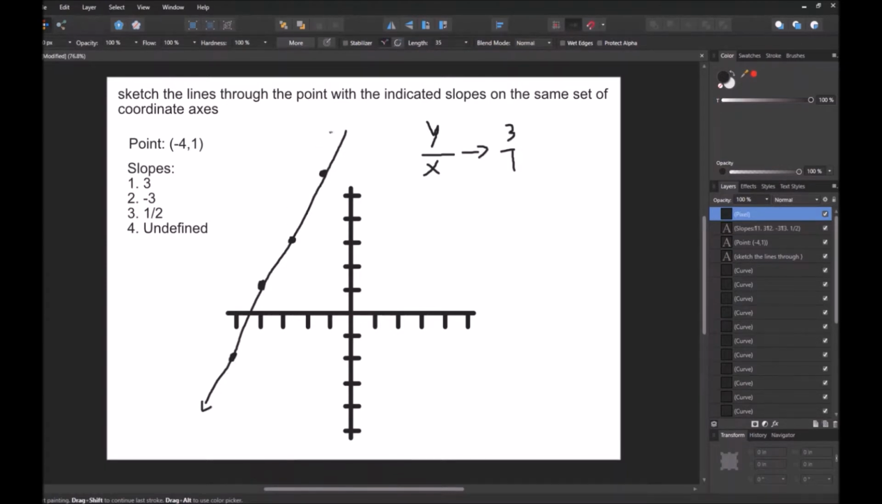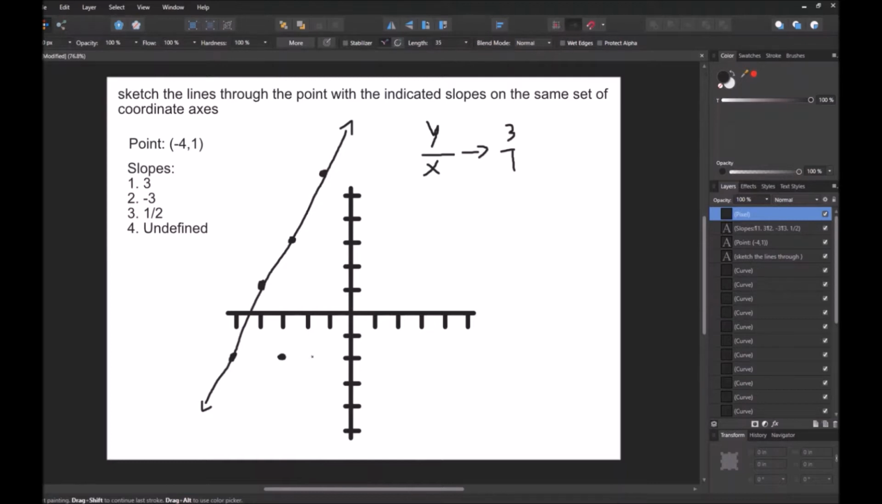Then we have negative 4, 1, but a slope of negative 3. So this is going to be very similar to the first slope. It's just going to be negative, meaning it's going to be going downwards as you move to the right. So in order to do that, it would be something like we go to the right one and then down 3. So we go to the right one here, and then we go down 3 to here.